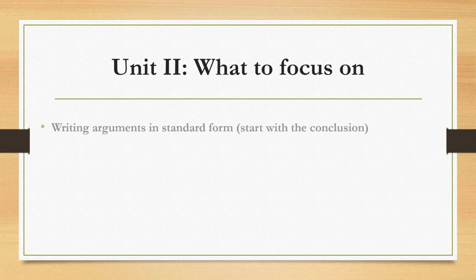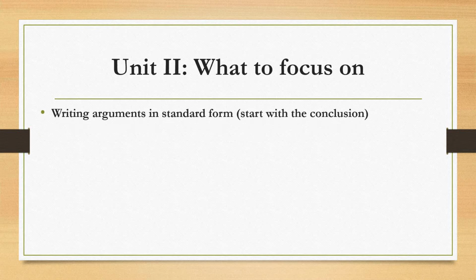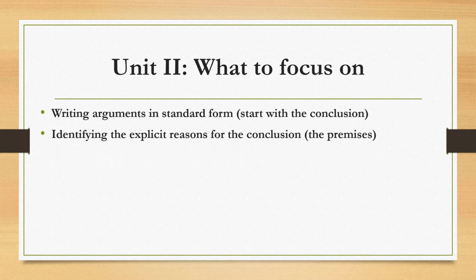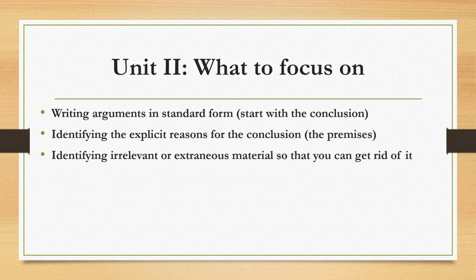You can begin this by first identifying the conclusion. You can then move on to the premises. Remember that the premises are the reasons for the conclusion. Next, you can identify anything that is irrelevant to the support of the conclusion. This is called extraneous material. Think of the extraneous material as weed in your garden, something that must be discarded.